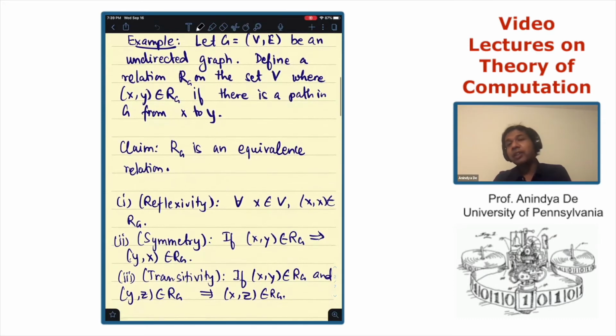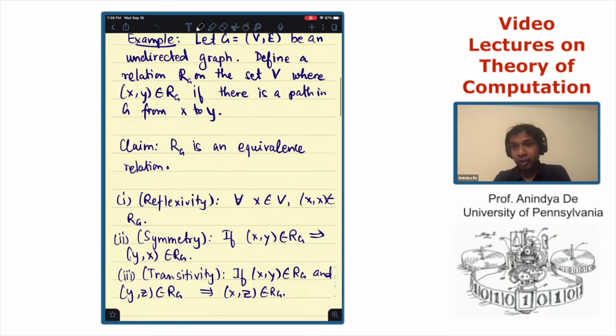And finally, we check the notion of transitivity, which just says that if (X, Y) is in R_G and (Y, Z) is in R_G, then (X, Z) is in R_G. And this is again easy to check from the definition of a path.